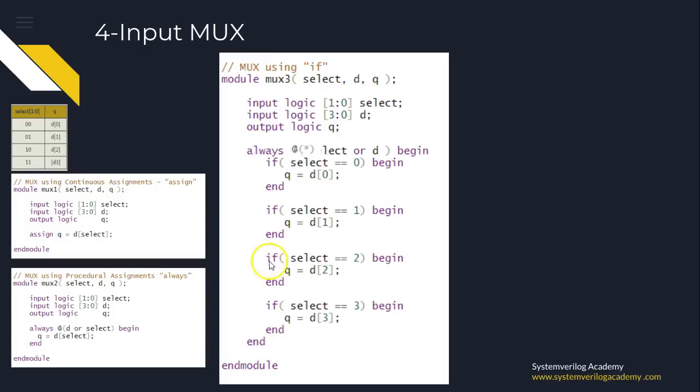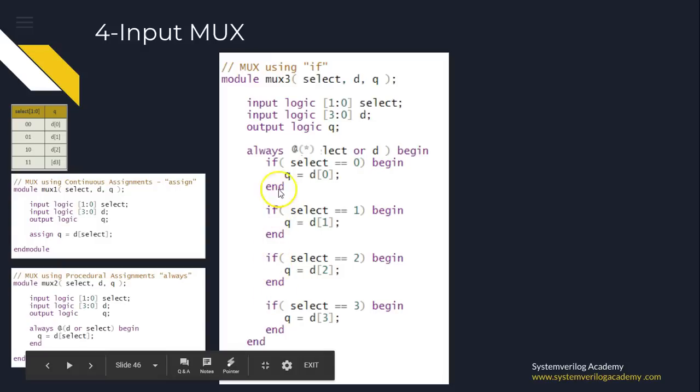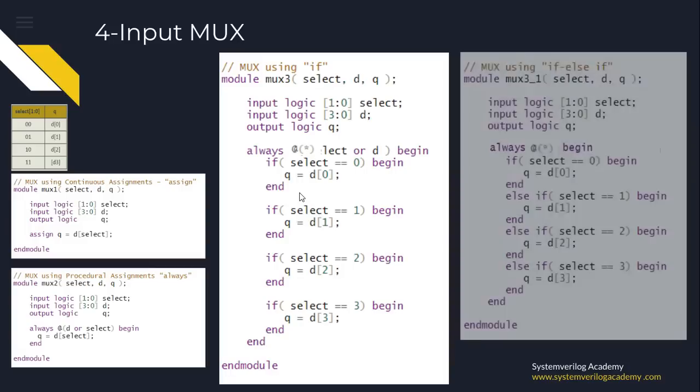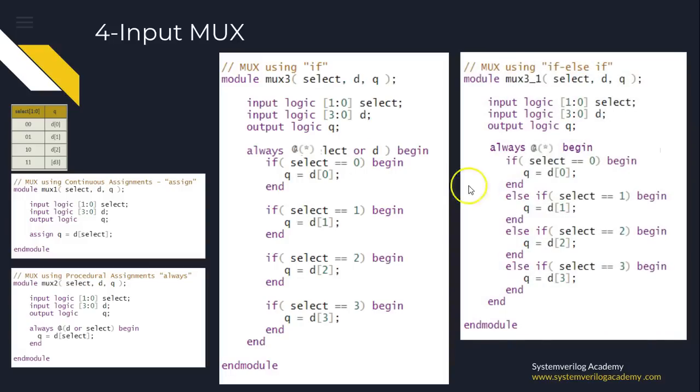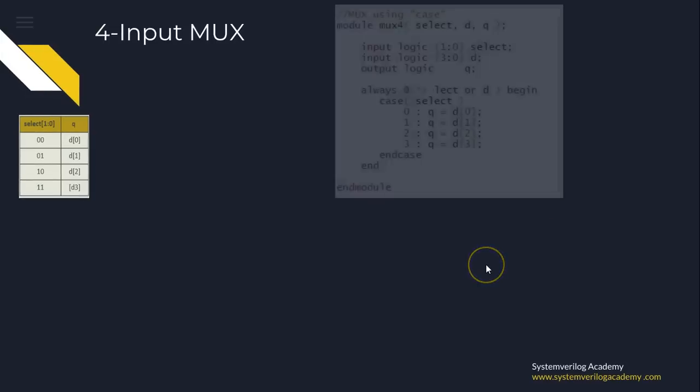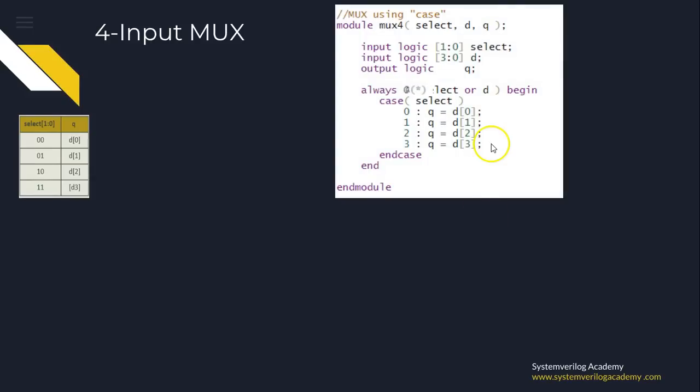You can see that within the always block, if select equals 0, Q equals D of 0. If select equals 1, Q equals D of 1 and so on. In the next example, the same program is modified using if-else if statements. Now the MUX is implemented using a case statement in an always block.